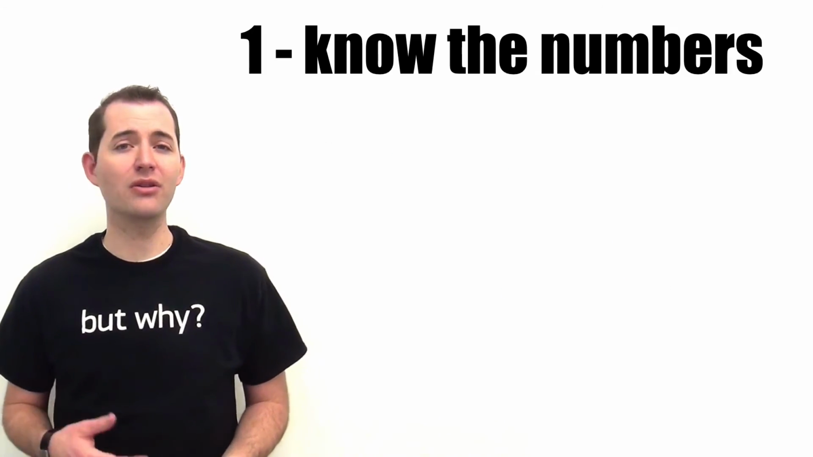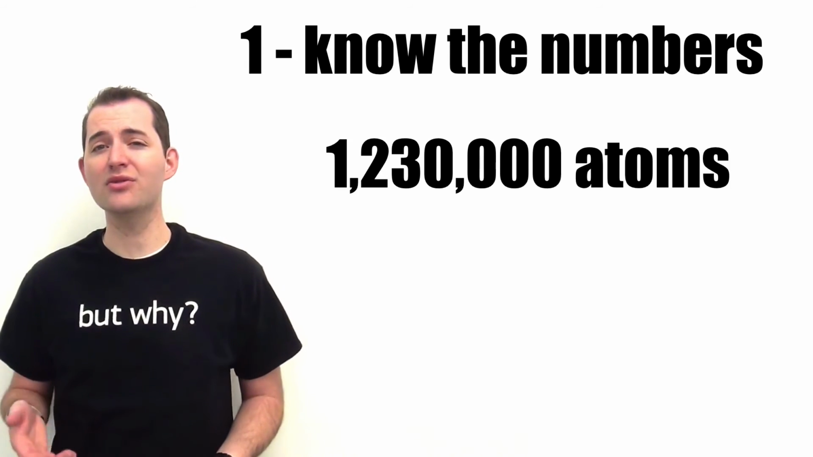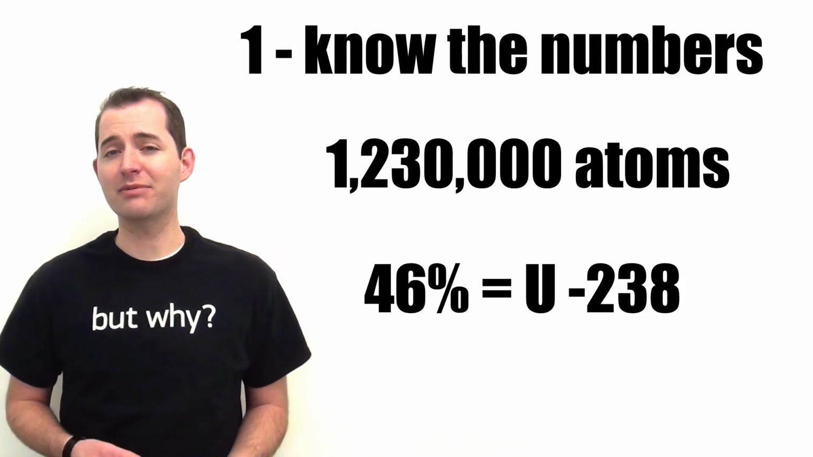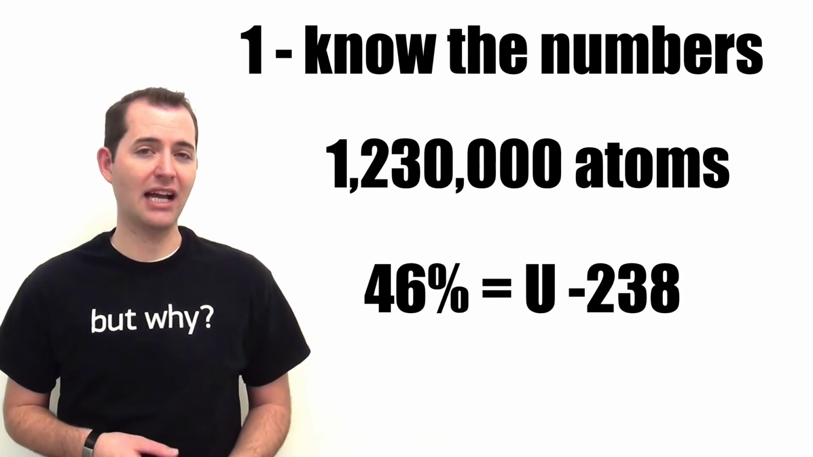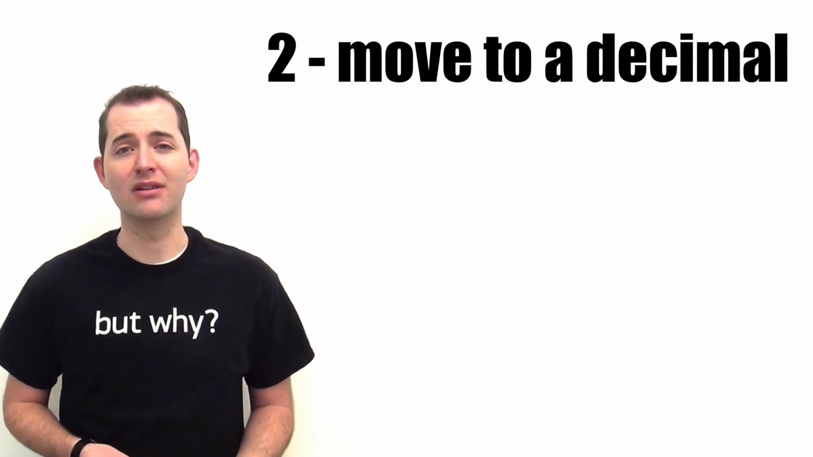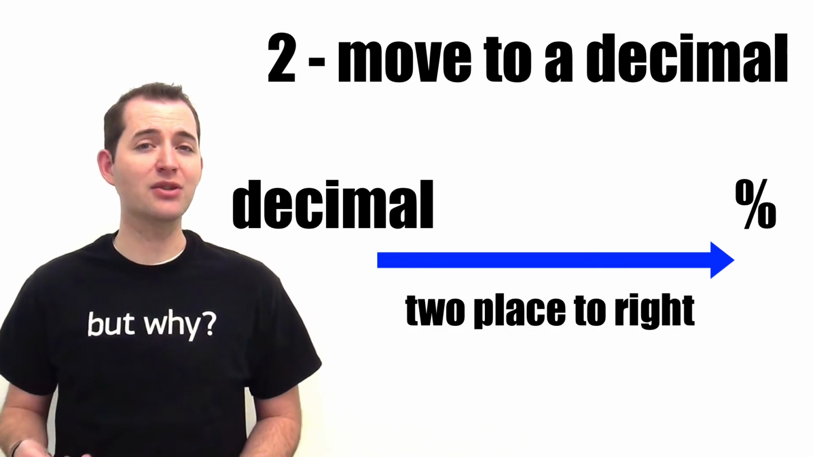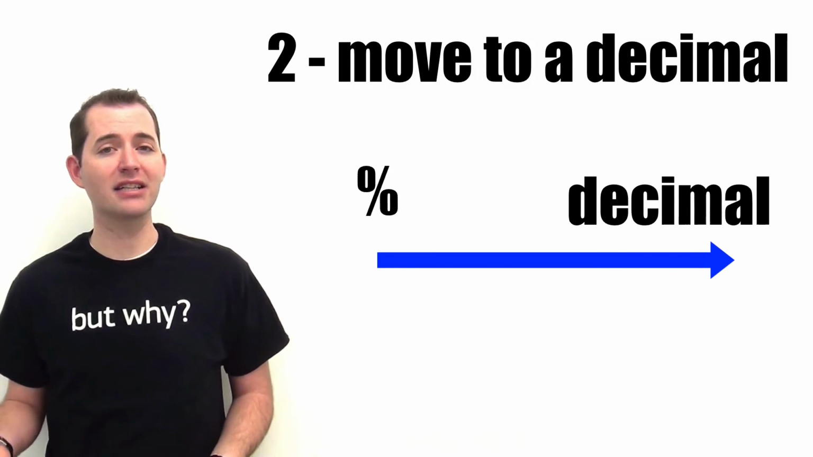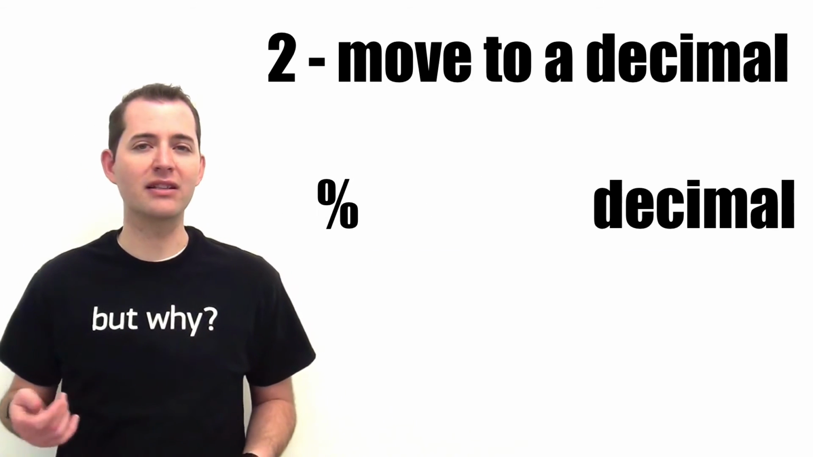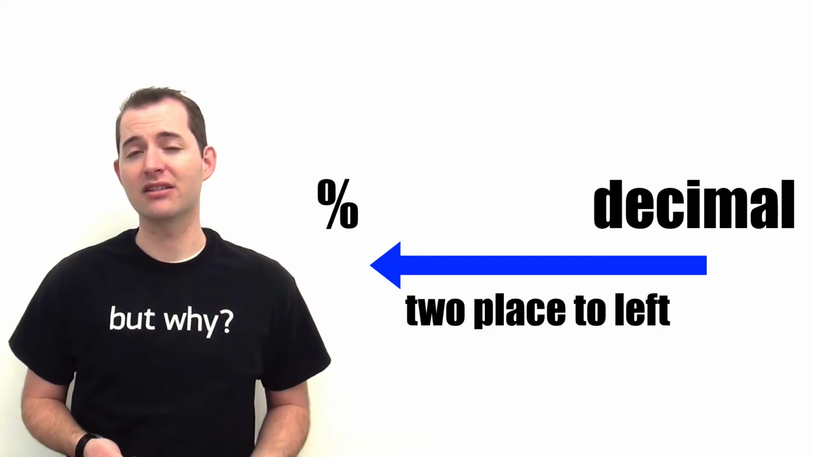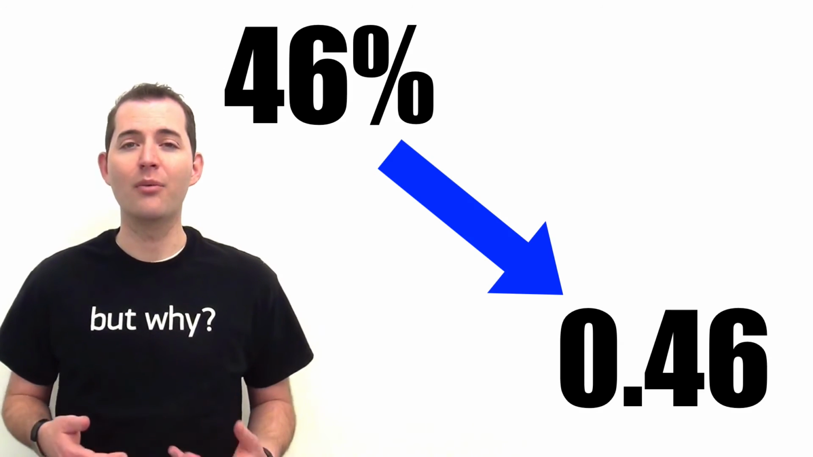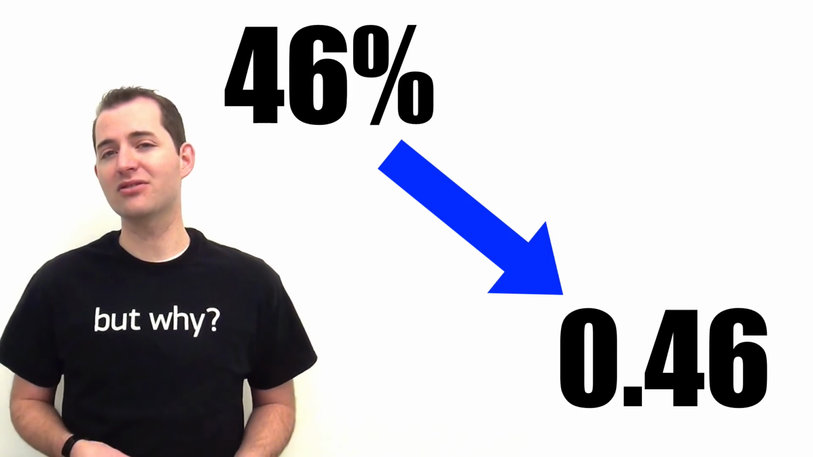Our first step is to know the numbers. We know that there are 1,230,000 atoms in this rock sample, and we know that 46% of them are uranium-238 atoms. Step number 2 is to move our percentage into a decimal. Now when we move from a decimal to a percentage, we move the decimal 2 places to the right. Now this is opposite. We're moving from a percentage to a decimal. So we will move the decimal place 2 places to the left. So our 46% becomes a decimal of 0.46 when we move that decimal place 2 places to the left.